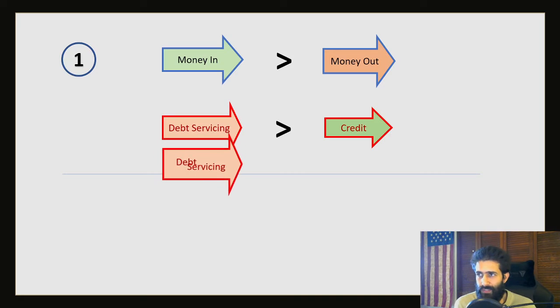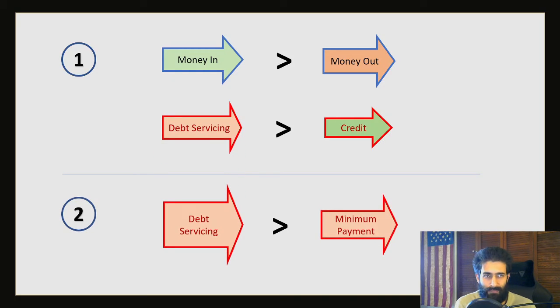The second step is to make debt servicing much, much bigger than the minimum payment. The credit payments that you make, the minimum amount, they call it the minimum payment. You can pay as little as that amount, but if you want to get out of debt a lot faster, then you pay much more than the minimum payment, and that gets you out of debt very fast. You don't really have to look very far to see that this is very true.